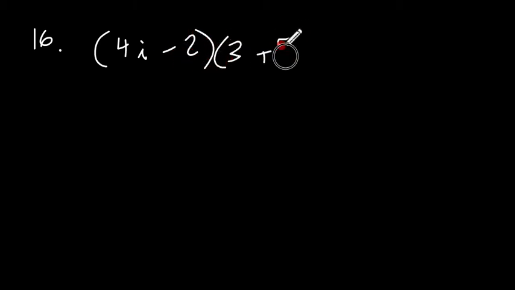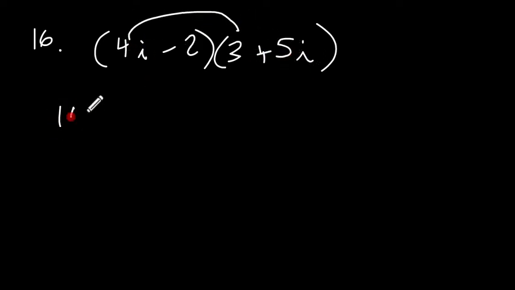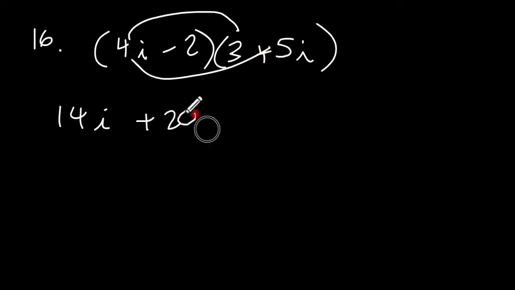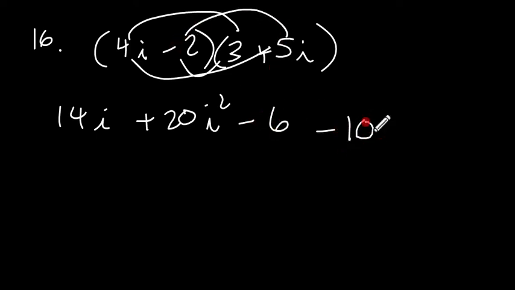All right, this is a binomial times a binomial, so you use the good old FOIL. You do your first, 12i. You do your outer, which would be plus 20i squared. You do your inner, which is negative 6, and then you do your last, which is negative 10i. Treat the i's just like you would an x. So if you take an i times an i, you get an i squared.